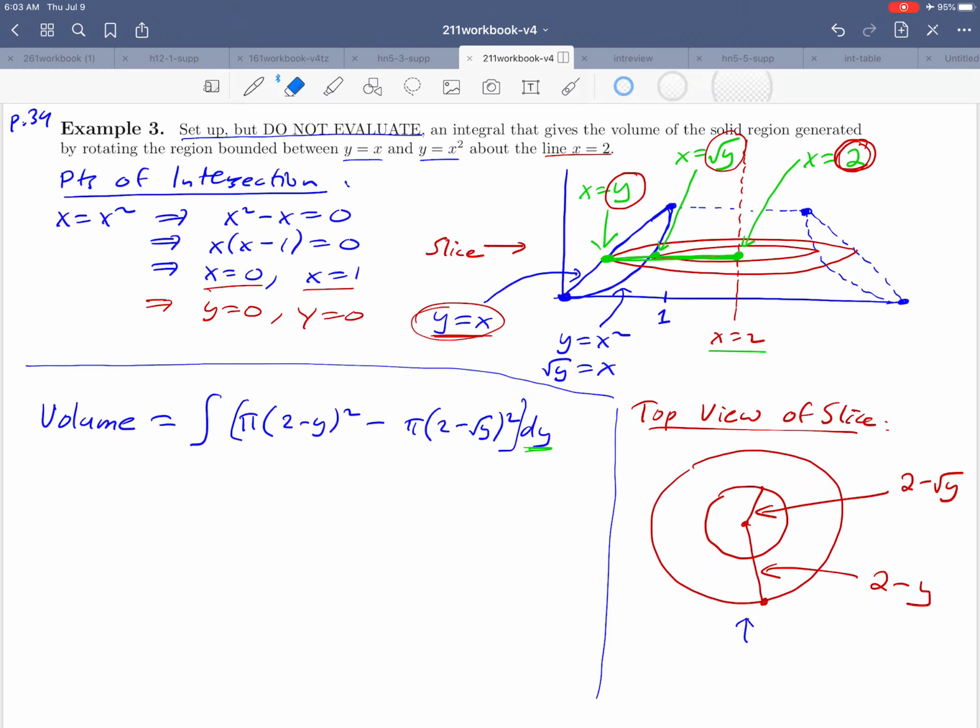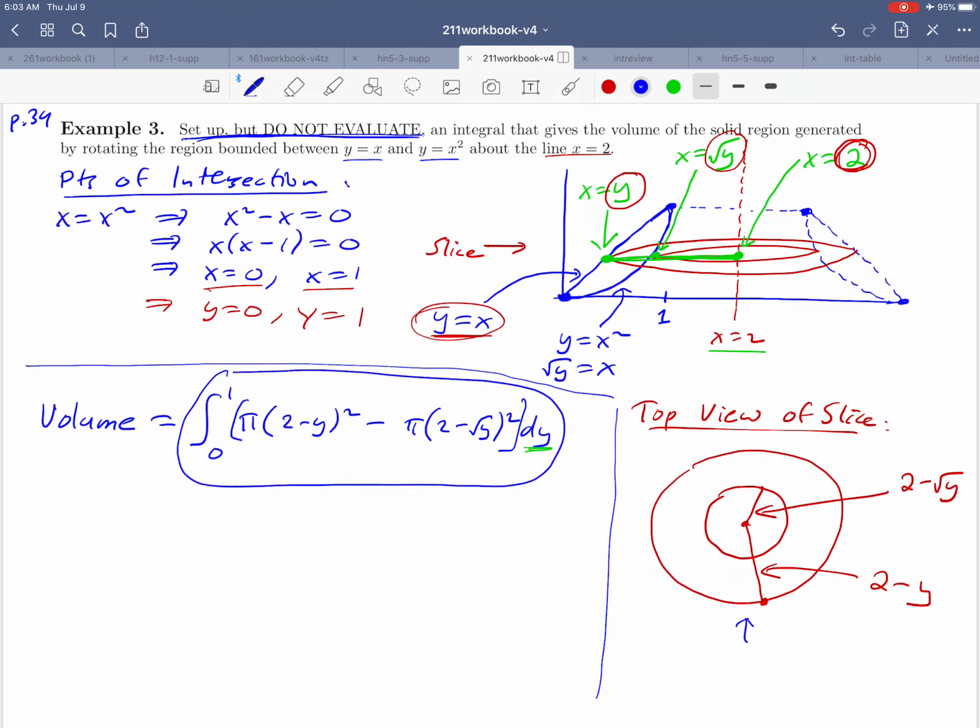Oh, whoops, sorry. I wrote y equals 0 twice. Okay, so our limits turn out to just be 0 to 1 in this case, and remind ourselves that they wanted us to just set up but not evaluate the integral, and so we're actually done with this problem at this point. This is the integral that would give us the correct volume if we were to evaluate it.